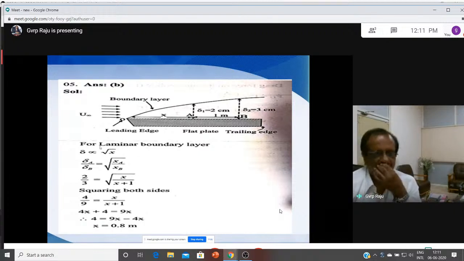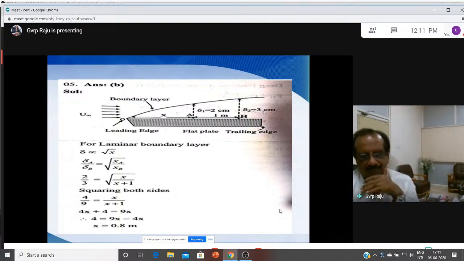So here, if you see, for the laminar boundary layer, the thickness is proportional to square root of x. He has given 2 points here, A and B. Delta 1 is 2 centimeters and delta 2 is 3 centimeters. So the boundary layer thickness here is 2 centimeters and here is 3 centimeters. So we have the equation delta is proportional to square root x, and delta A by delta B is square root of xa by xb. And the A point location is x here and the B point location is x plus 1.